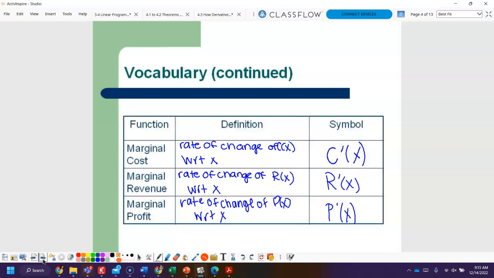Marginal in calculus is the word that means derivative. I'm not sure I put this on there because you don't really need it. If you hear the word marginal, know that that means derivative. That is literally the only point that you need to get from this slide. So marginal cost, derivative of cost. Marginal revenue, derivative of revenue.